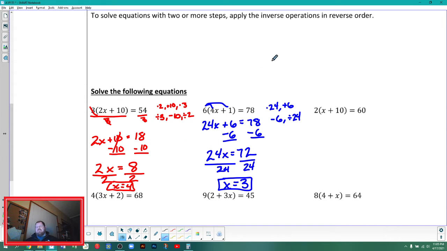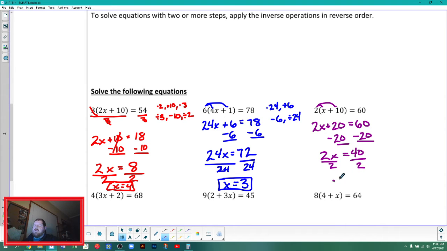But I find myself more often than not distributing first, where I get 2x plus 20 is equal to 60. And then I work from there. I do my solving steps from there, where I would subtract 20 and get 2x equals 40, and then divide by 2. 4x is equal to 20.